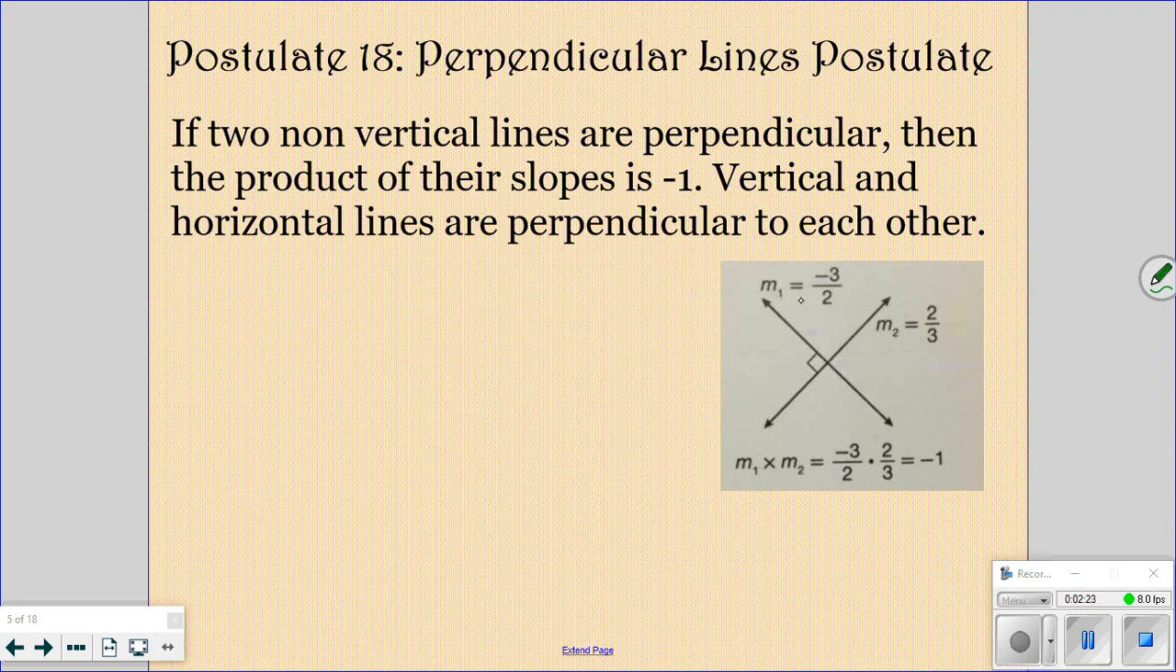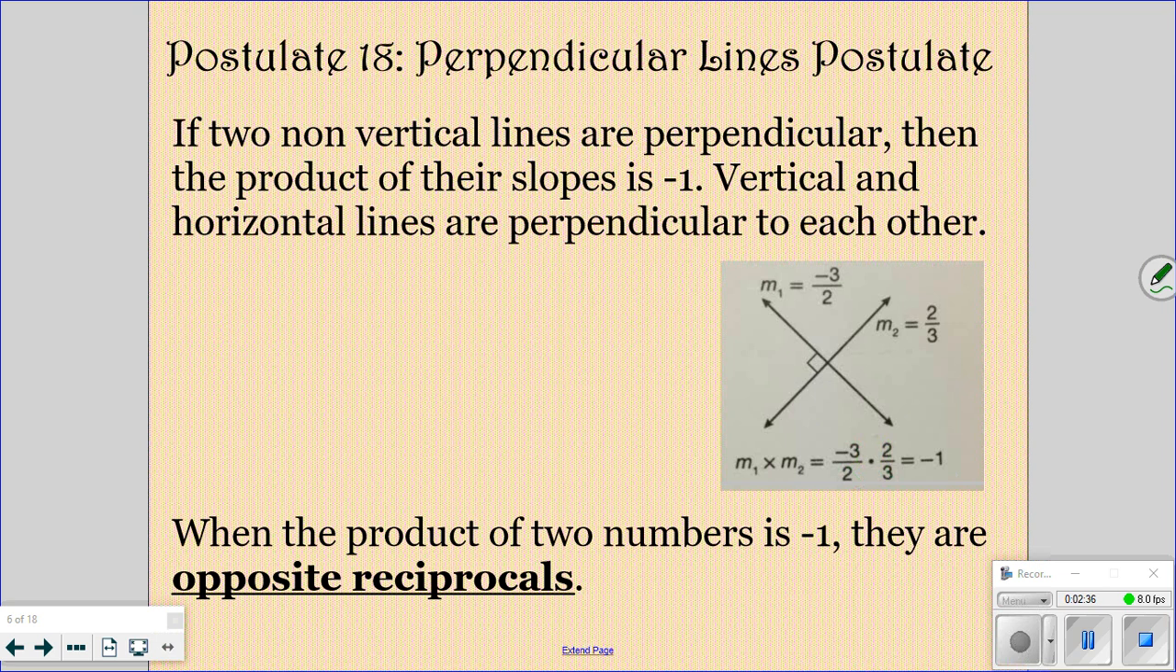So if you look, this slope here is -3 over 2. This slope is 2 over 3. And if you multiply those, the 3's cancel and the 2's cancel to make it equal just -1. Basically, the slopes are called opposite reciprocals because the product of those two numbers is -1. So your slopes are opposite reciprocals or negative reciprocals. The negative reciprocal of 2/3 is -3 over 2.